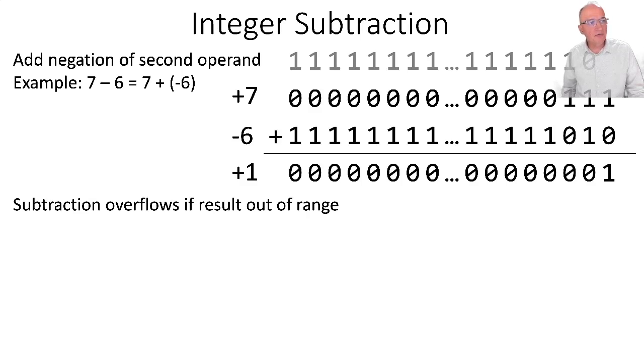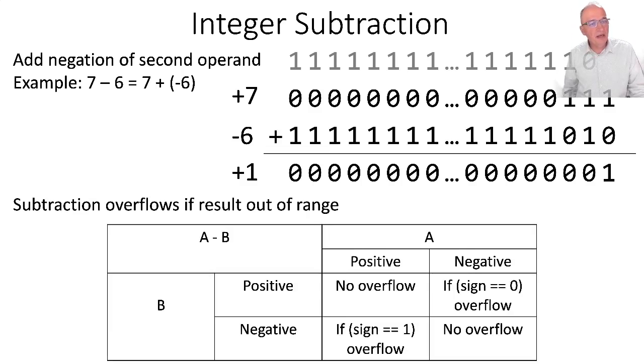So subtraction overflows if the result is out of range. In the case of A minus B, if both of them are positive, then I cannot have overflow, because when subtracting two positive numbers, the magnitude of the result must be smaller than the magnitude of the two operands. Same thing if I subtract two negative numbers, the magnitude of the result has to be smaller than the operands. The only situation where I can have overflow is if I do A minus B.